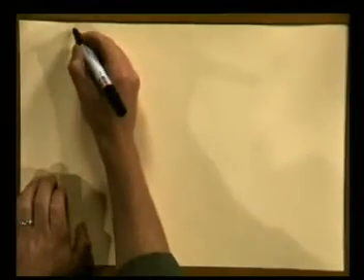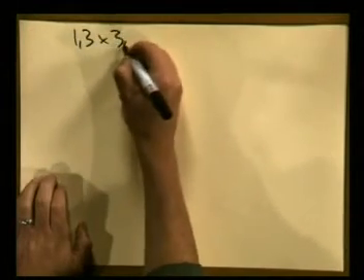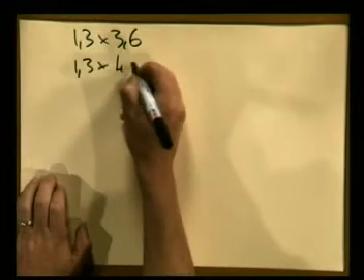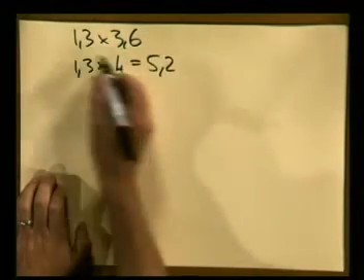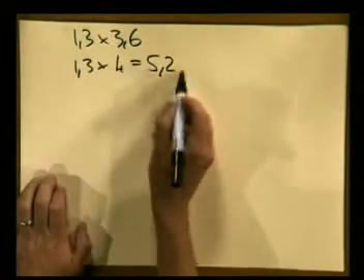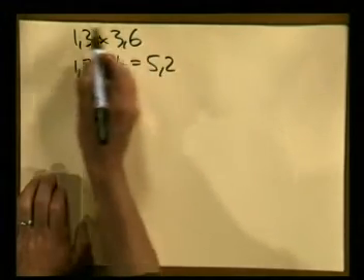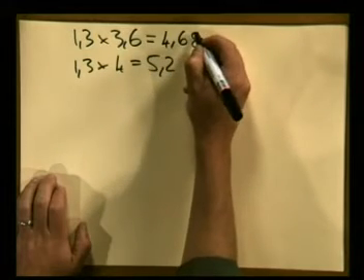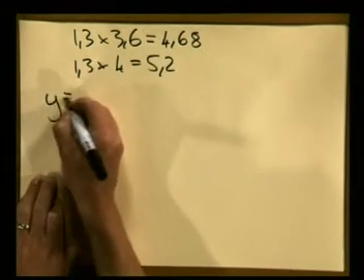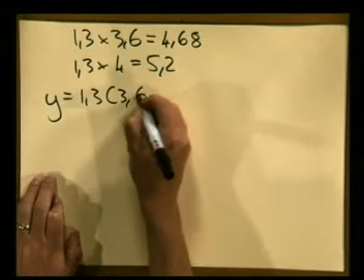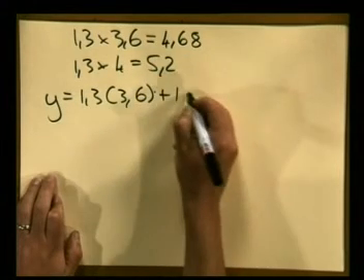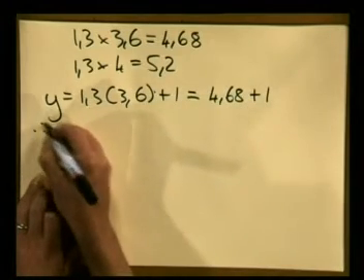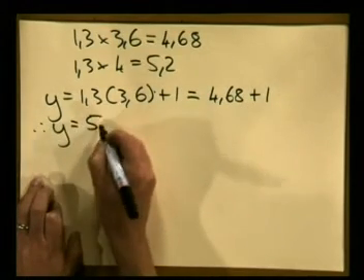Now, firstly, we need to estimate what 1,3 times 3,6 is equal to. Well, I know that 1,3 multiplied by 4 is equal to 5,2. So whatever this answer is, I know that it must be less than 5,2. And if I calculate this using a calculator, I get an exact answer of 4,68. Now, I know that y is equal to 1,3 multiplied by 3,6 plus 1, which is equal to 4,68 plus 1. In other words, y is equal to 5,68.